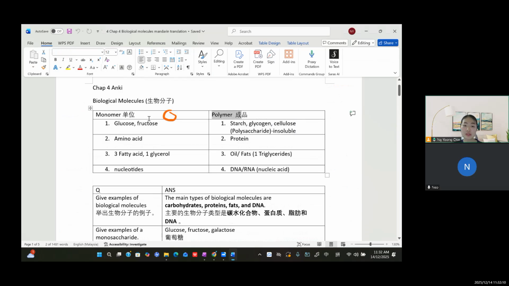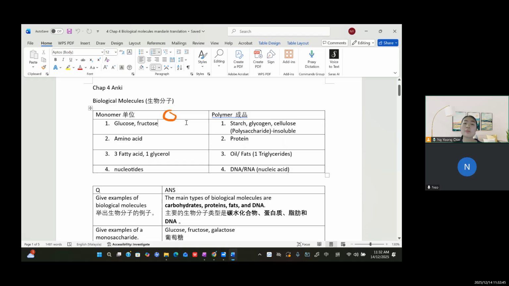A monomer refers to the single units. If you link those units together, you become a large complex structure, which is a polymer. Whenever we talk about the monomer, we are actually referring to glucose and fructose. So you join a lot of glucose together, and when you link them together, it will become a large complex molecule, which is a polymer. It will belong to starch, glycogen, and cellulose. Those are made from glucose molecules, from hundreds to thousands of glucose units.